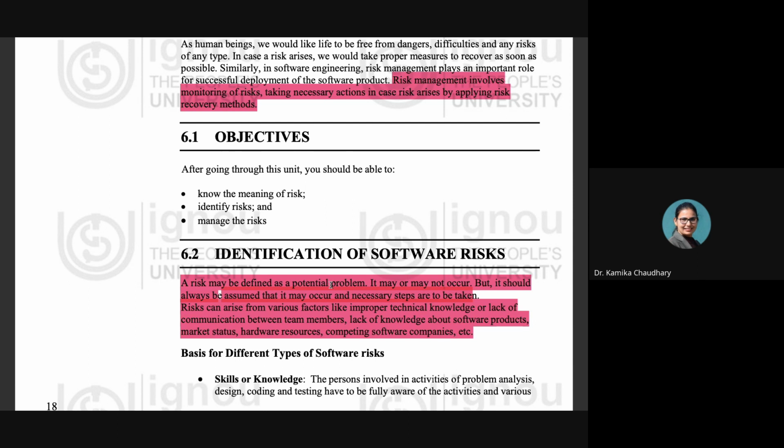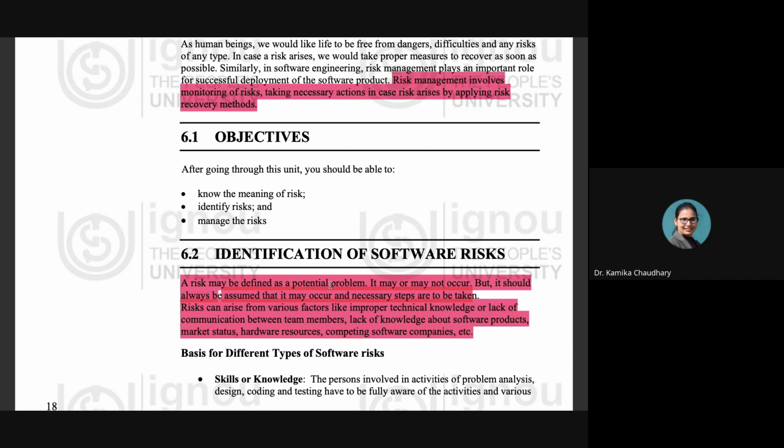So when we make use of the word risk, it means it may or may not occur. There is no fixed thing. There is no certainty that it has to occur. But as we are developing the software, it is very important for us to consider the risks, whether they occur or they may not occur.